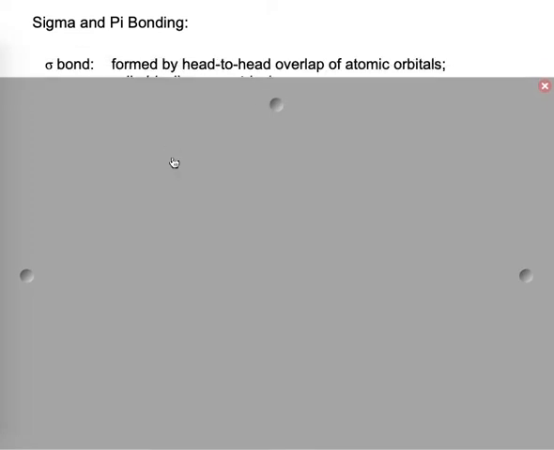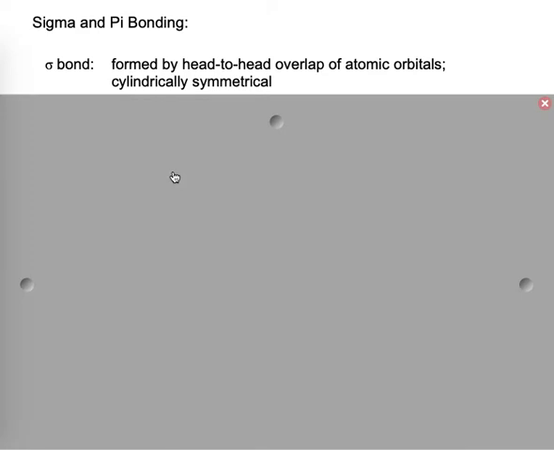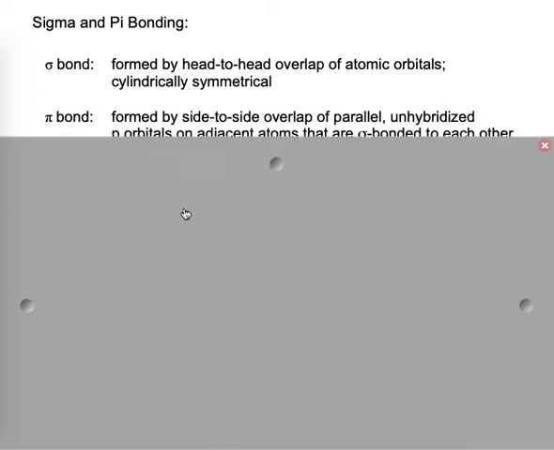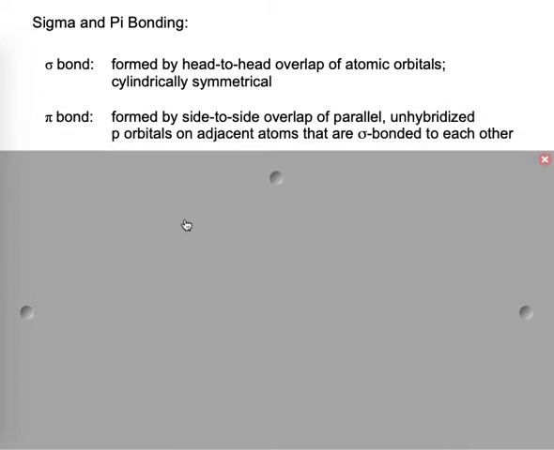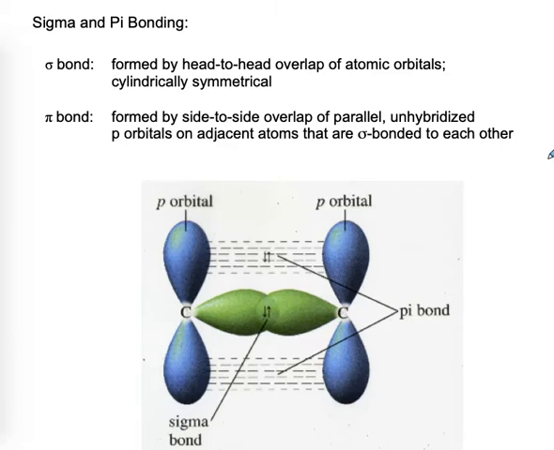Now, this leads to the concept of sigma and pi bonding. A sigma bond is a covalent bond that is formed by head-to-head overlap of atomic orbitals, and it is therefore cylindrically symmetrical, whereas a pi bond is formed by side-to-side overlap of parallel unhybridized p orbitals on adjacent atoms that are sigma bonded to each other. And here's what it looks like.